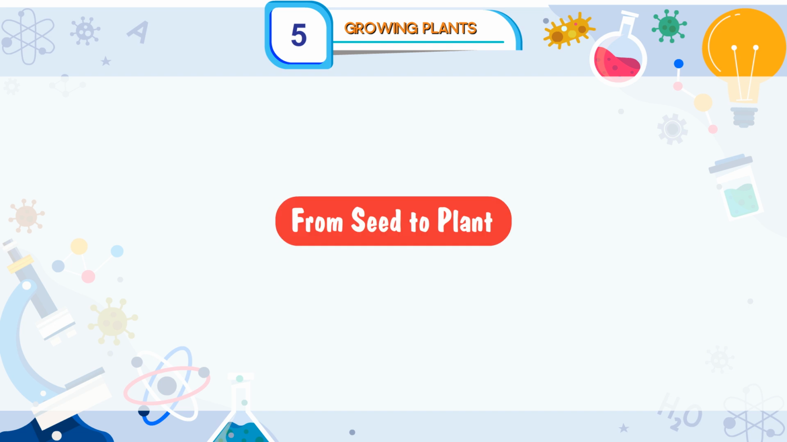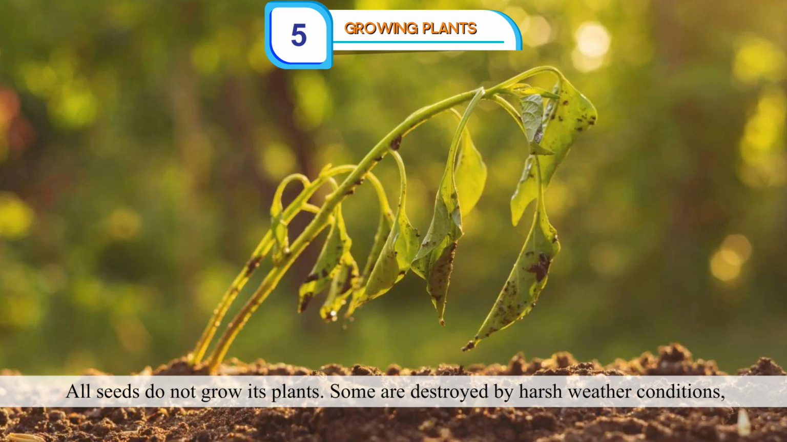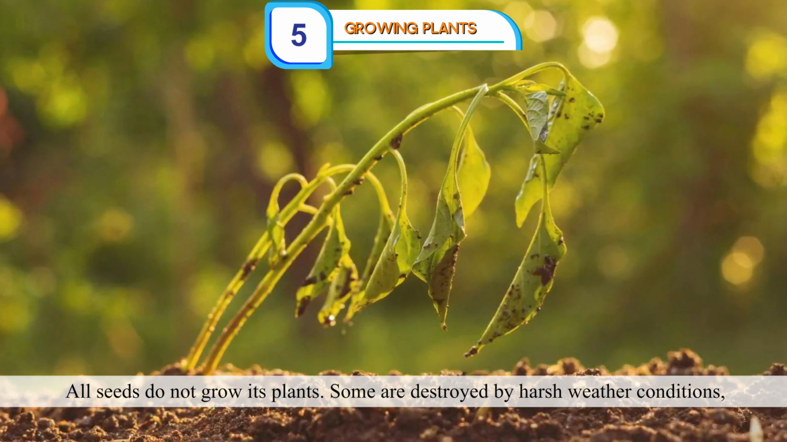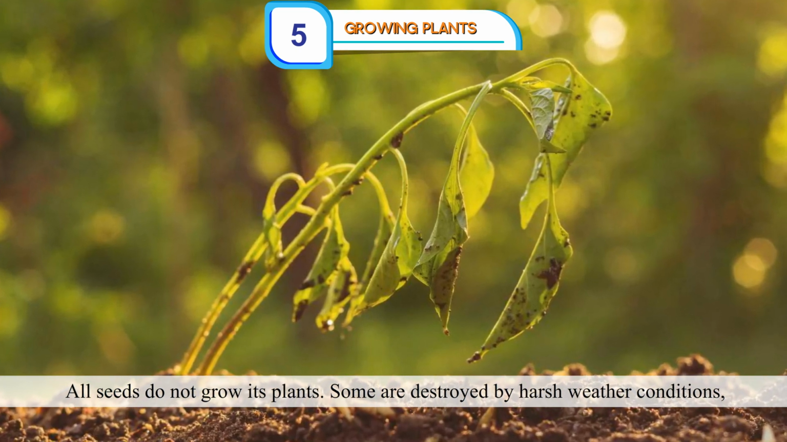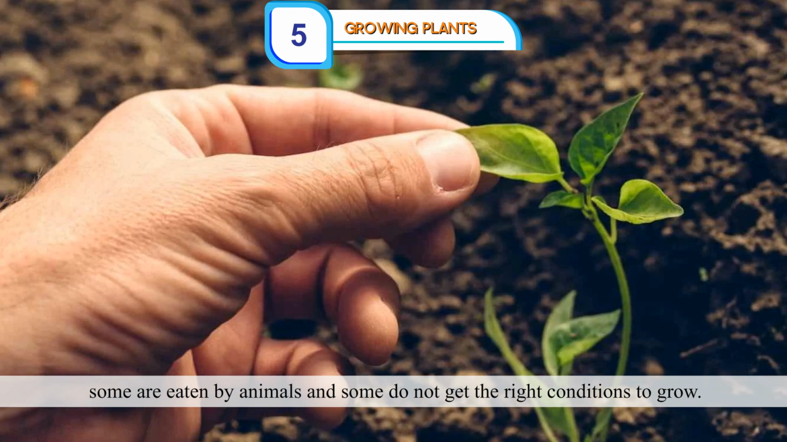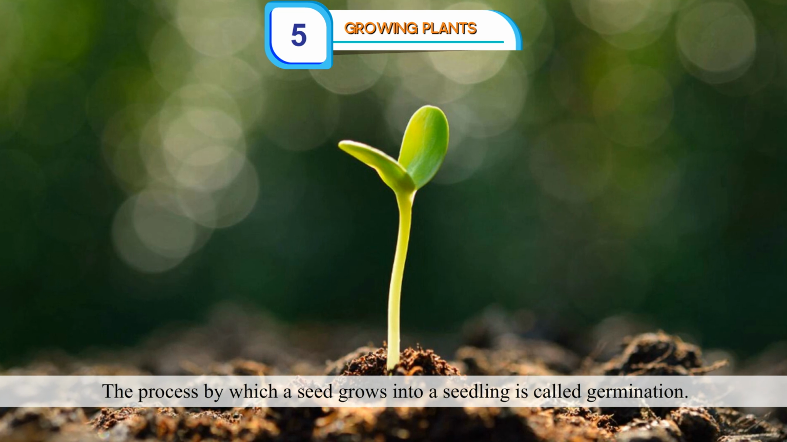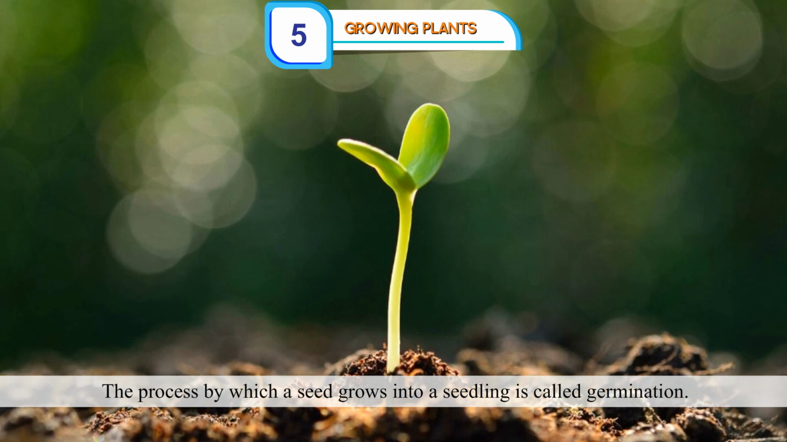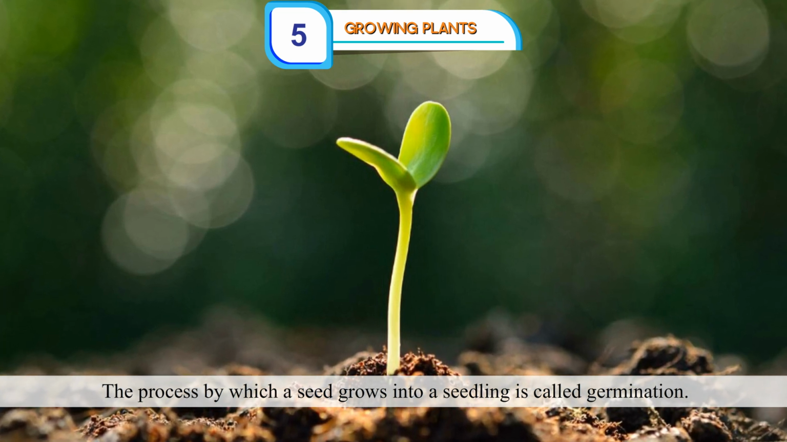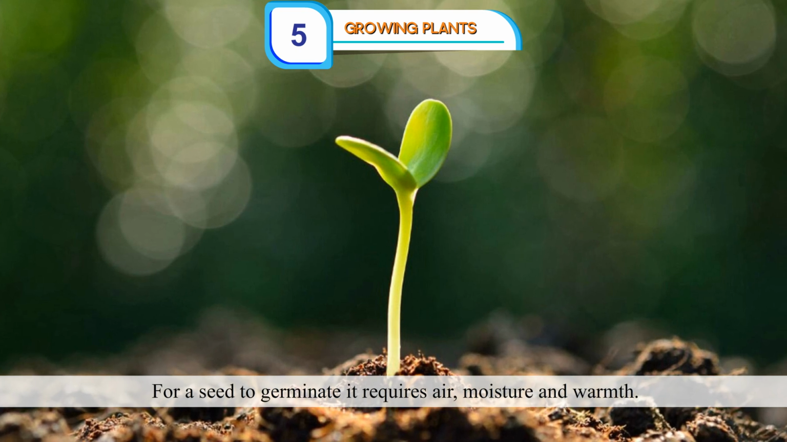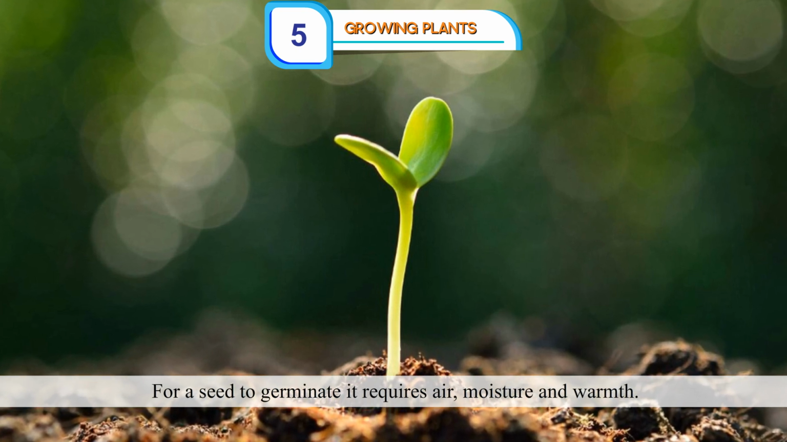From seed to plant. All seeds do not grow into plants. Some are destroyed by harsh weather conditions, some are eaten by animals, and some do not get the right conditions to grow. The process by which a seed grows into a seedling is called germination. For a seed to germinate, it requires air, moisture, and warmth.